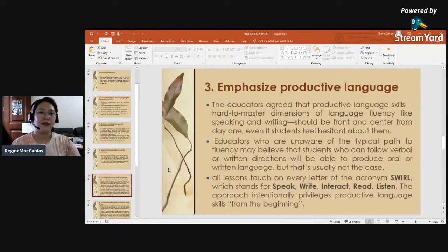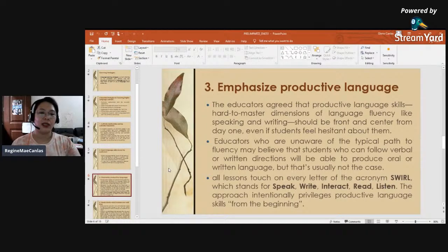Number three, emphasize productive language. The educators agreed that productive language skills, the hard-to-master dimensions of language fluency like speaking and writing, should be front and center from day one, even if students feel hesitant about them.